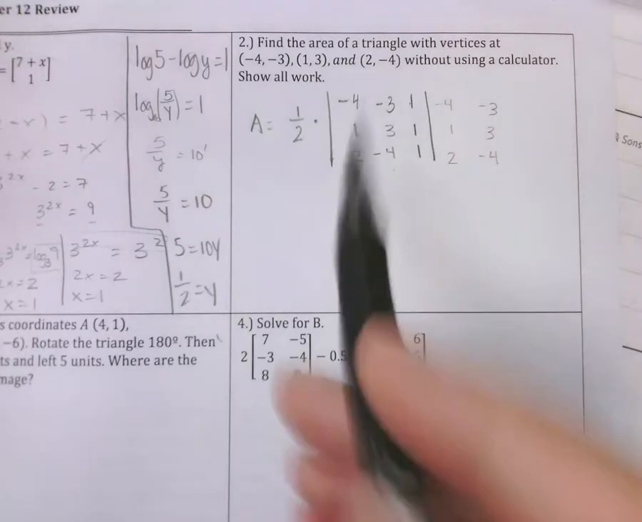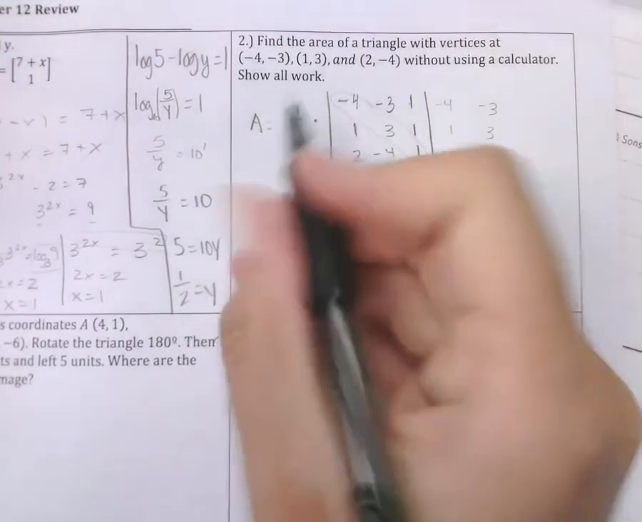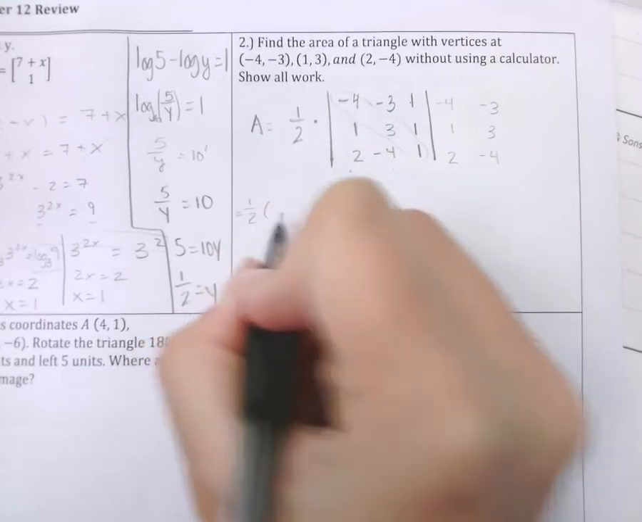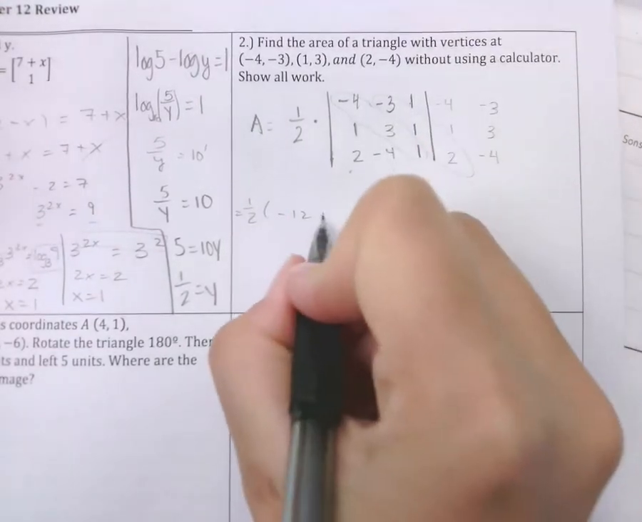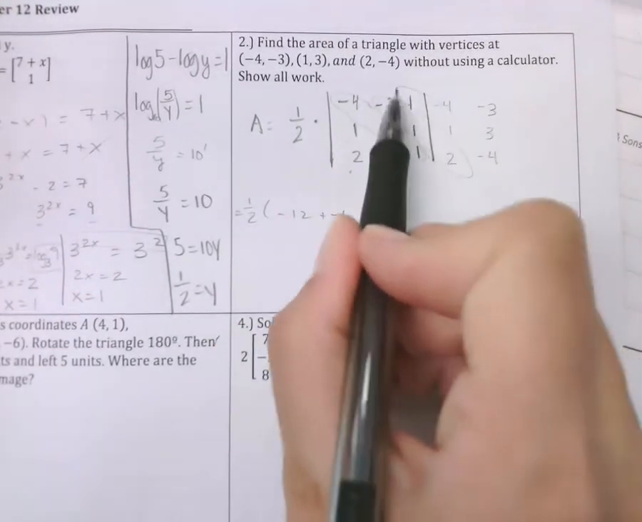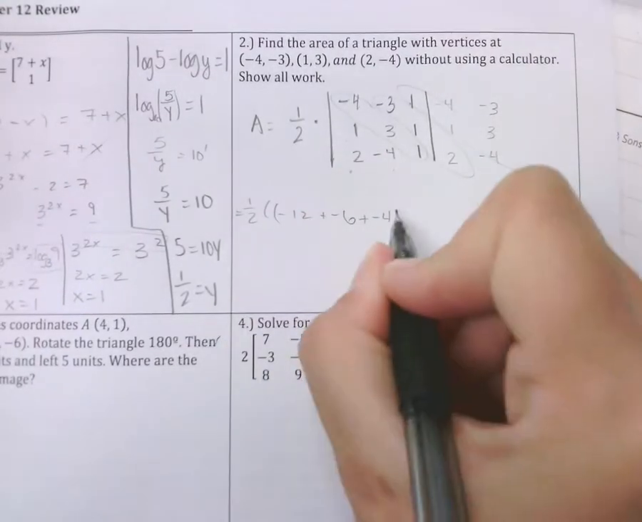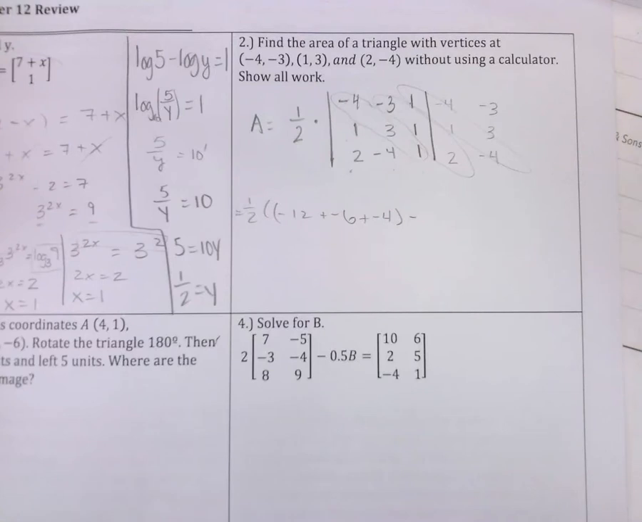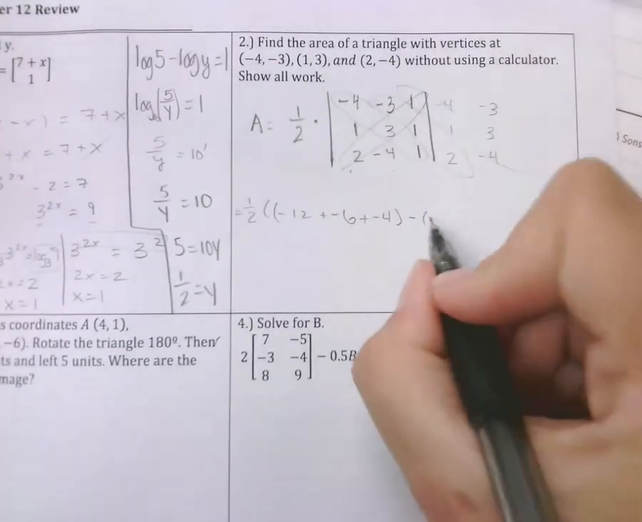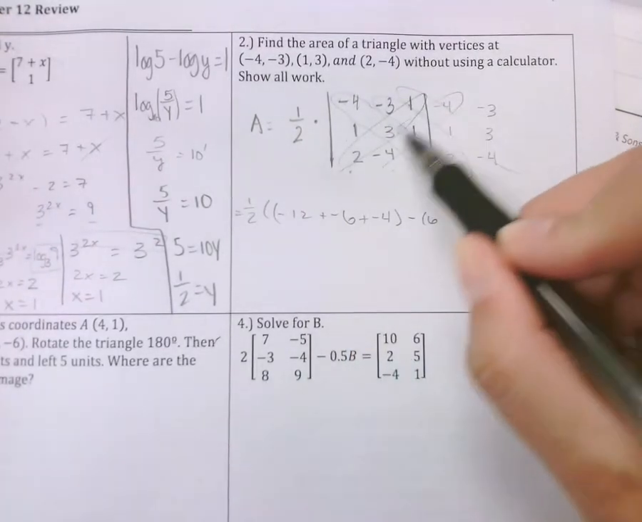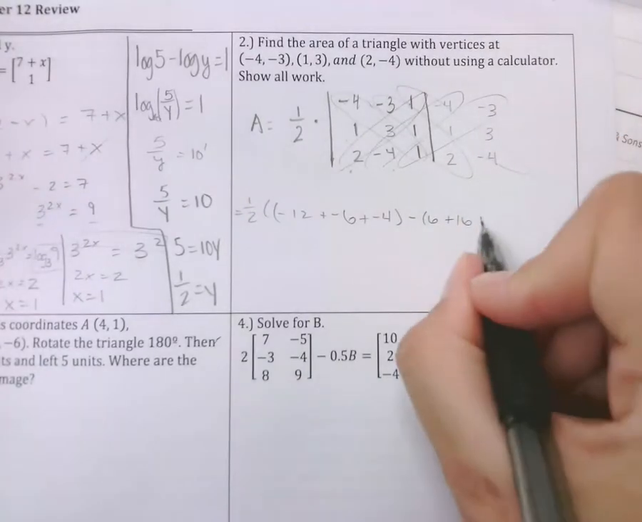We're going to do 3 diagonals this way. So this first product is negative 12. This second product is negative 6. And this third product is negative 4. Then we're going to go the other way. This product here is 6. This product here is 16. And this product here is negative 3.